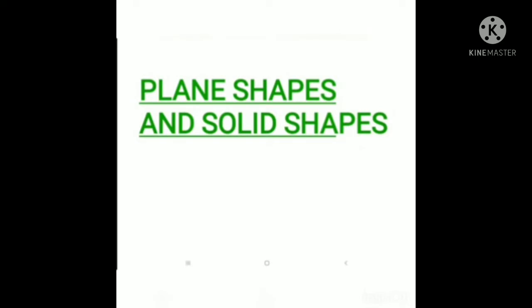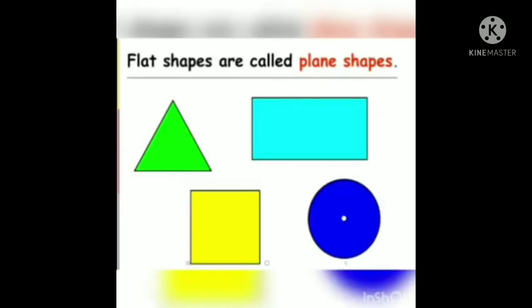What do you know about plane and solid shapes? Yes, flat shapes are called plane shapes. The shapes we see daily, such as triangle, rectangle, square, circle, etc., are called plane shapes. Why are they called plane shapes?